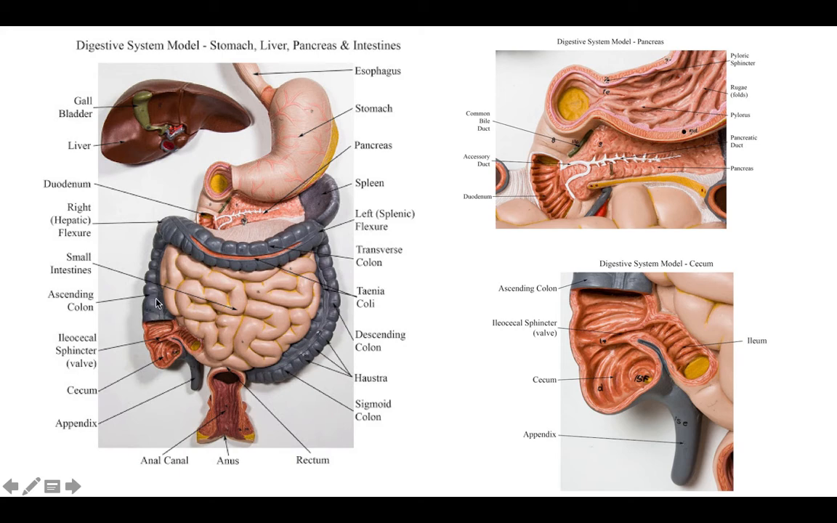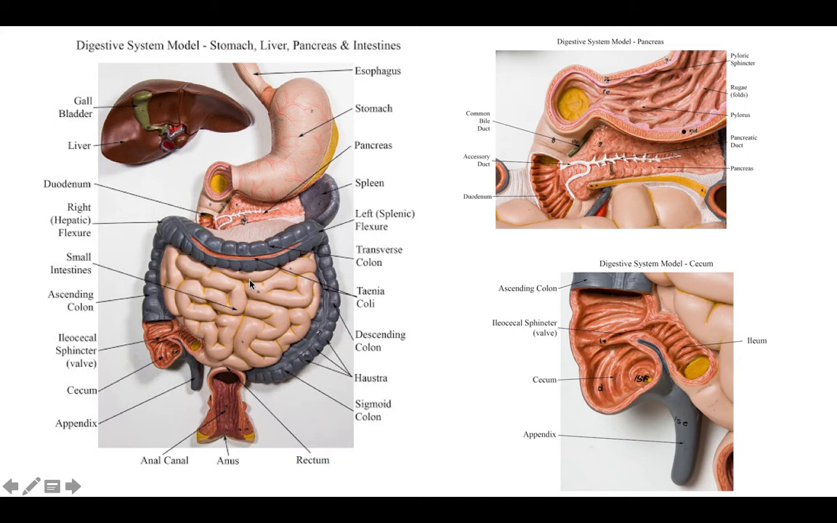And the tinea coli are right here. Here's the actual term if you're a visual person like I am. The tinea coli are right here, and it's a series of these three longitudinal bands of smooth muscle that are going to contract and gather the colon into these pouches called haustra. And again, this helps to increase our surface area and maximize water absorption. So we're going to reabsorb as much water as we can to conserve that water for the body in the large intestines. So the tinea coli are going to help to do that by creating these pouches called haustra.